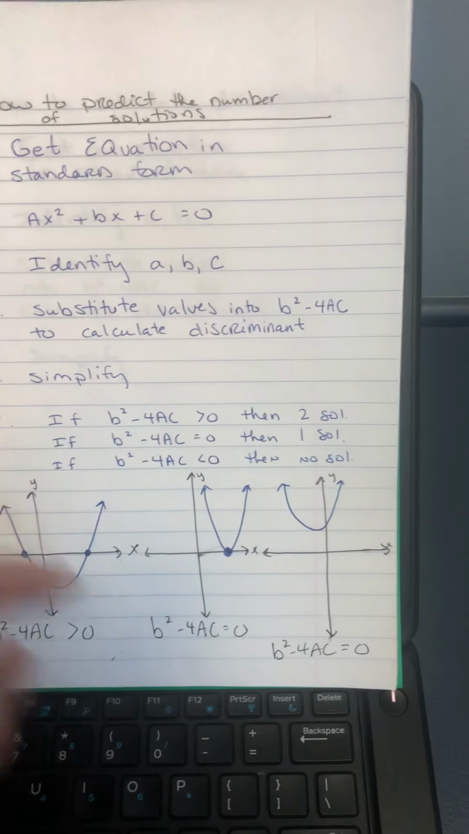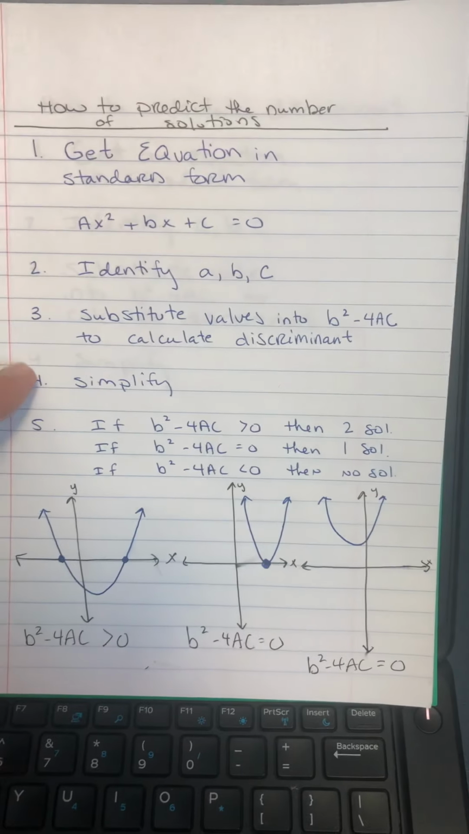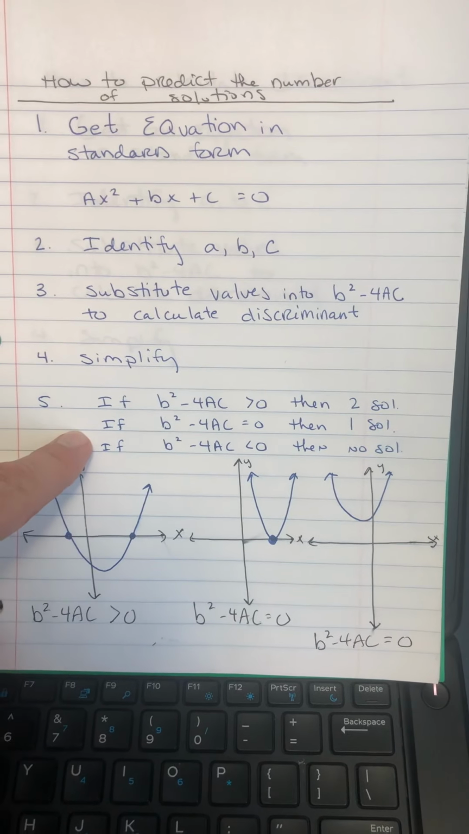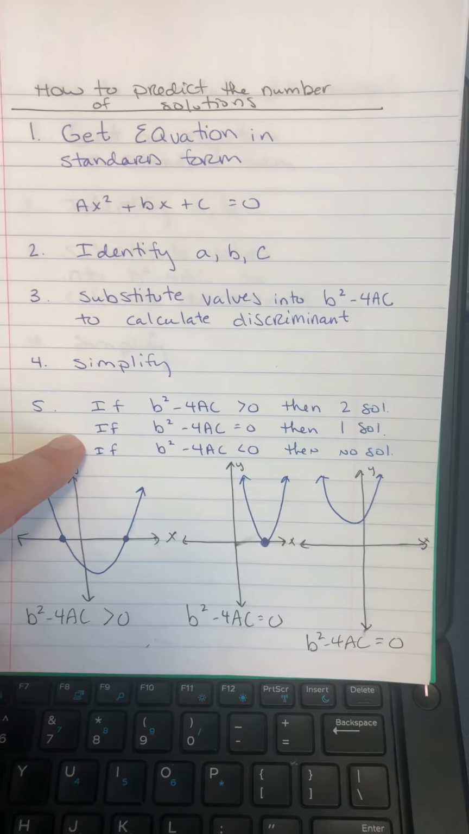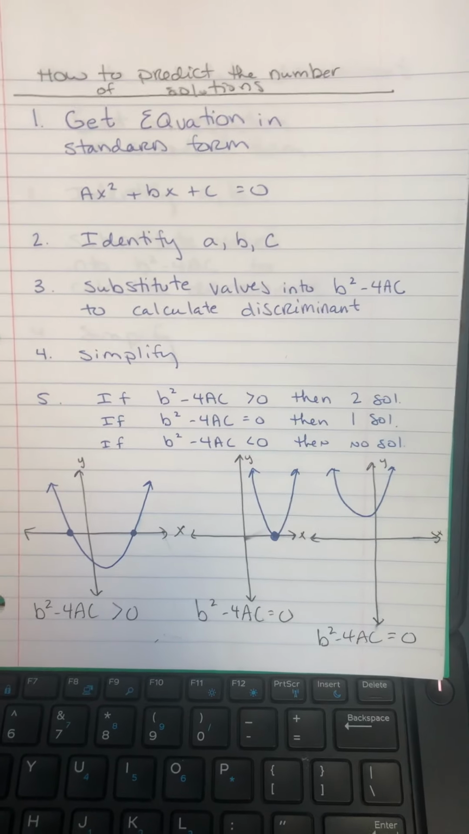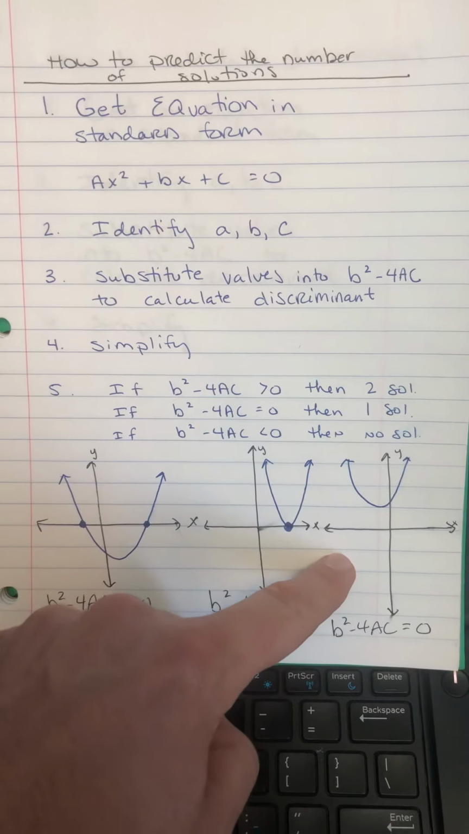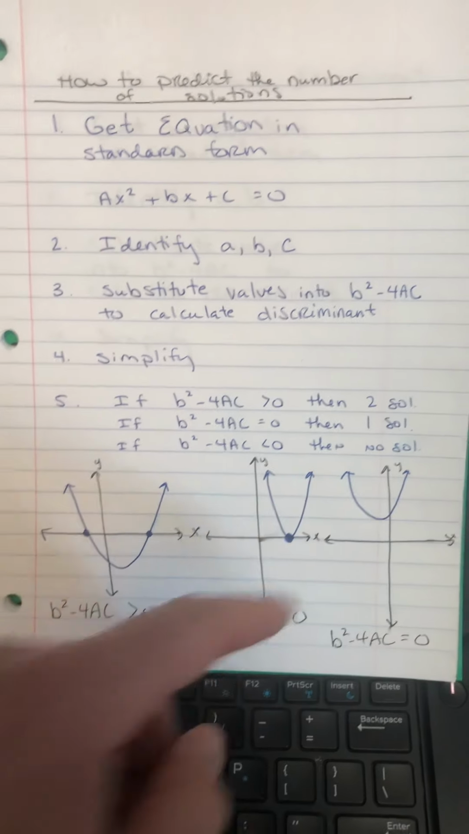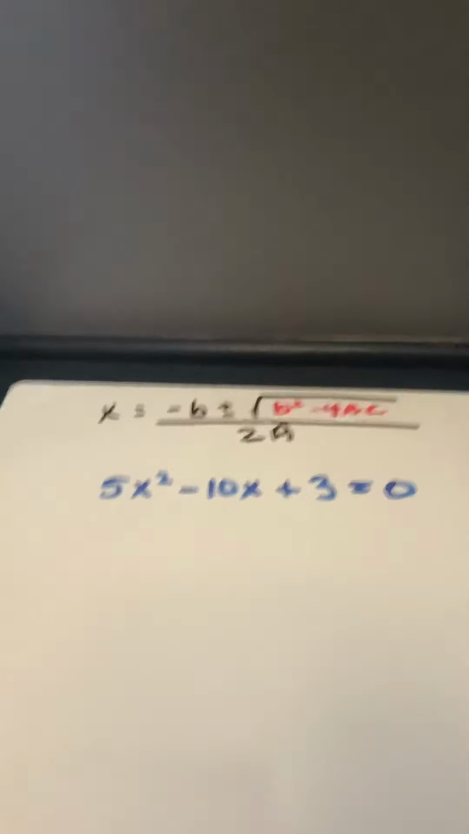In the third case, if we calculate steps 1 through 4, and we get a negative value, if b squared minus 4ac is less than 0, then we know there's no solution. There are no roots, no x-intercepts, no zeros. That would be this third graph over here, where the parabola does not touch the x-axis. Let's walk through an example together so you can see this play out.